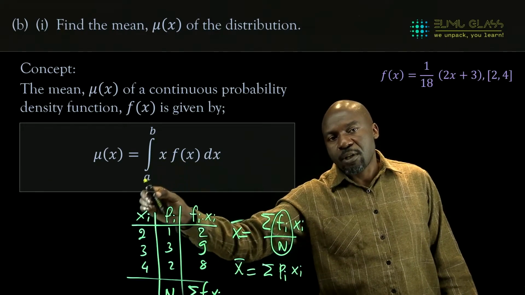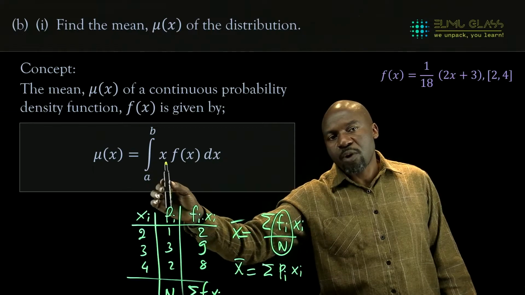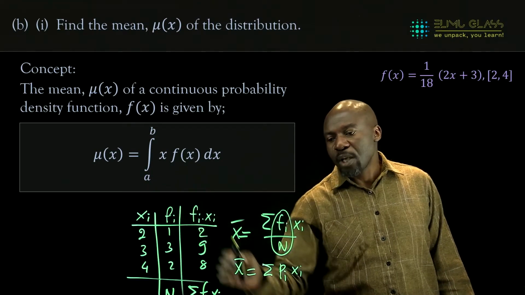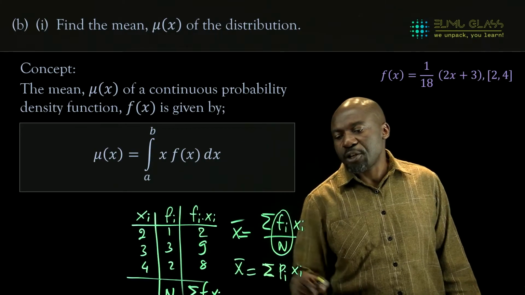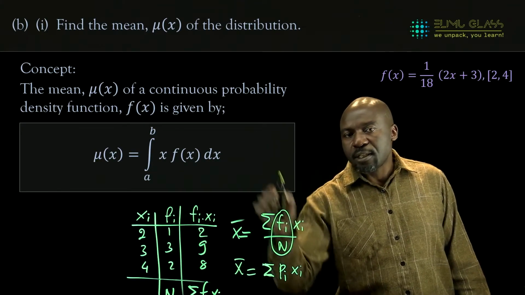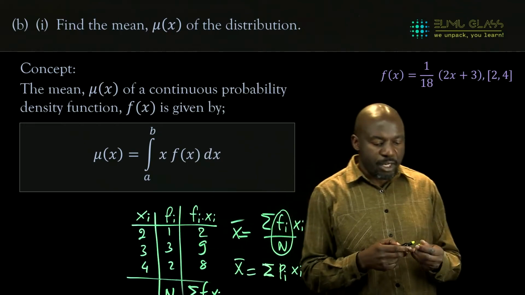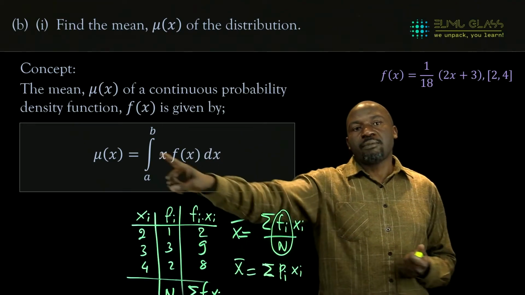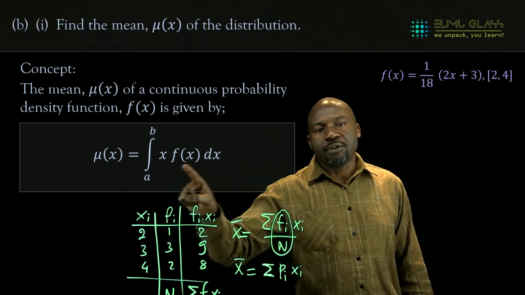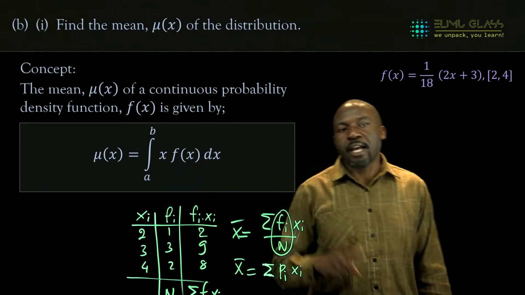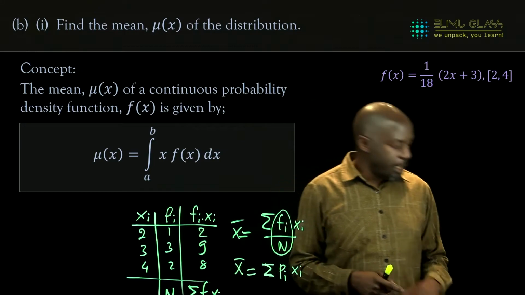So the symbol, the integral here, is used when we are adding a continuous function. The symbol sigma is used when we are adding discrete functions. So this is exactly the same as that. So it is possible for us to understand where this formula comes from. The mean of the distribution is the integral of x multiplied by the probability of x, or in this case the probability density function.